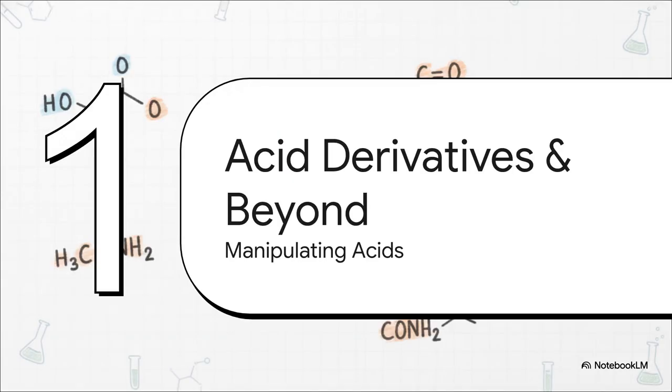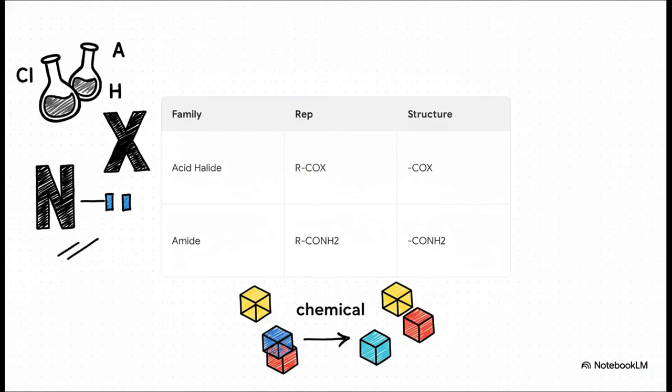Finally, Section 5, acid derivatives and beyond. For our final manipulations in this explainer, let's take that carboxylic acid we just learned about and form even more complex derivative families. Starting from the carboxylic acid structure, if we remove the OH group entirely and swap it for a halogen, like chlorine or bromine, which we represent with an X, we create an acid halide. The structure becomes RCOX. But what if, instead of a halogen, we swap that OH for an RNH2 amino group? Well, then the family becomes an amide, written as RCONH2.